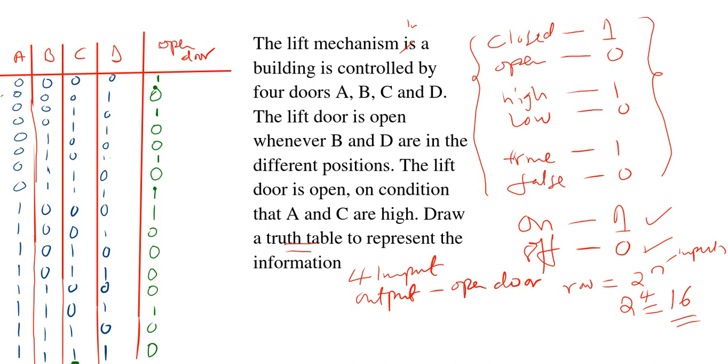So when you look at the question and this table, you see that the truth table is obeying the conditions. If B and D are not the same, then we have a 0. If A and C have a 1 both, then we have a 0. Then all other positions the door will be open, which is logic 1.